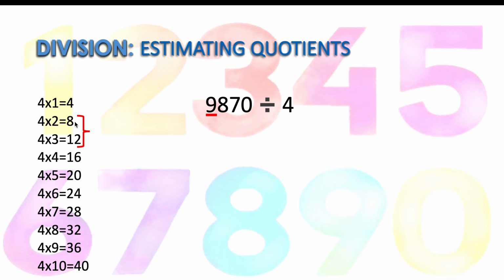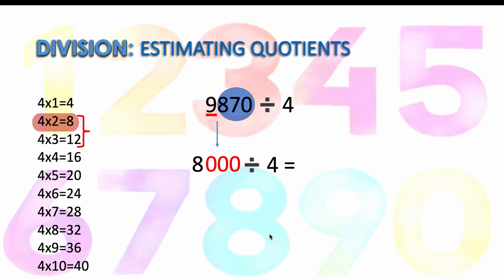Now my question is, which one is closer to 9? Is it 8 or 12? In this case, number 8 is closer to number 9. That's why I'm going to put number 8, and all of the other digits are going to turn into 0. We have 3 digits at the right, that's why we're going to put 3 zeros.